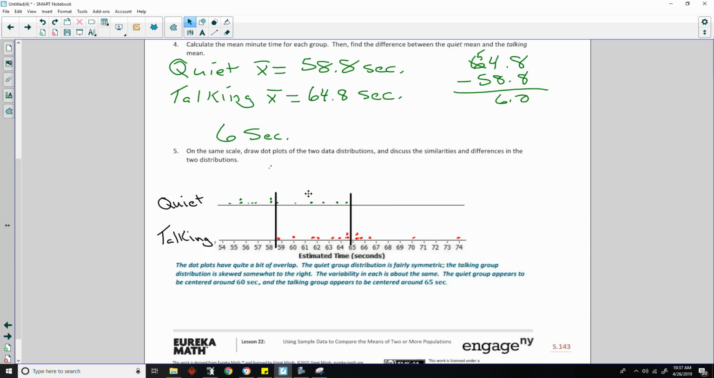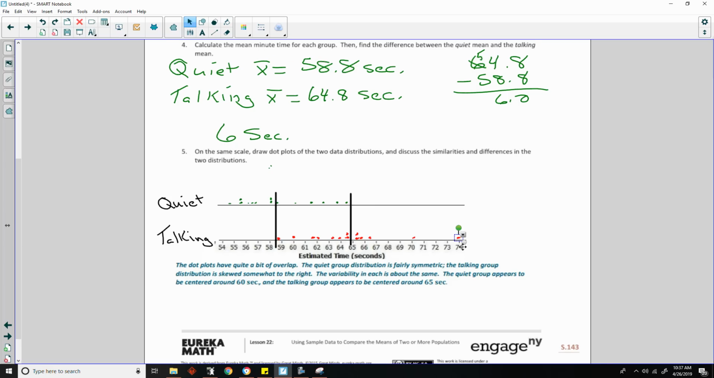The quiet group distribution is fairly symmetric. The talking group distribution is skewed somewhat to the right because of these two outliers. The variability in each is about the same. The quiet group appears to be centered around 60 seconds. So now we're talking center. Quiet group centered here, and the talking group appears to be centered around 65 seconds, which is over here. That's what you would explain.